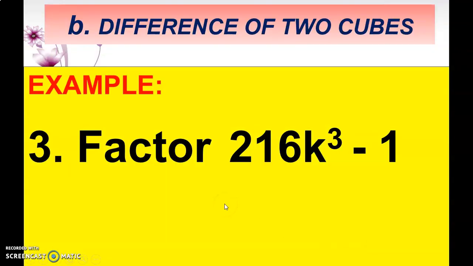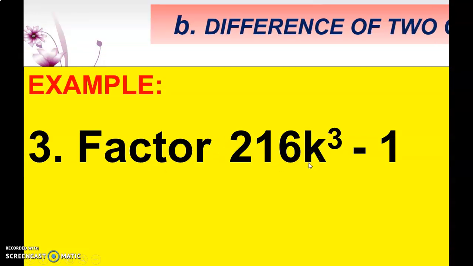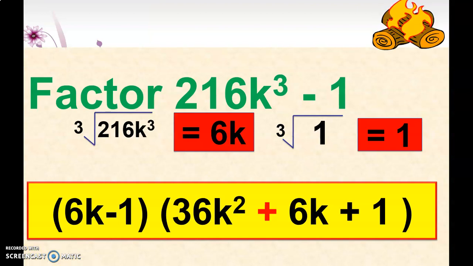Then, last example. Factor 216k cubed minus 1. Get the cube root. So, 216 cube root is 6. k cubed is k. Cube root of 1 is 1. So, sulat ulit natin si 6k and 1. Negative po ang sign. So, 6k minus 1. Then, expand ulit natin.